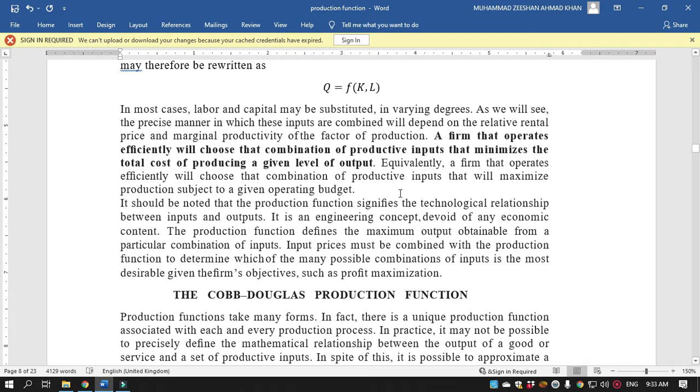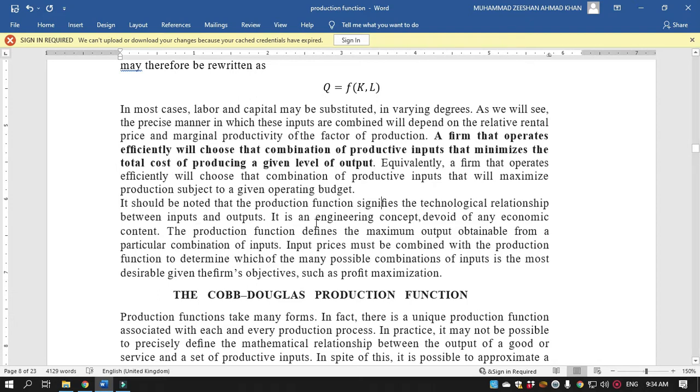Equivalently, a firm that operates efficiently will choose that combination of productive inputs that will maximize production subject to the given operating budget. So in both ways, we want to maximize or optimize our production function, either to minimize the cost with the given level of output or to maximize the output with the given level of cost.